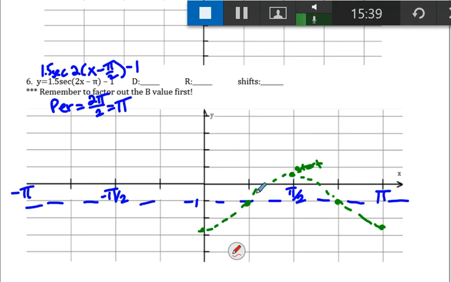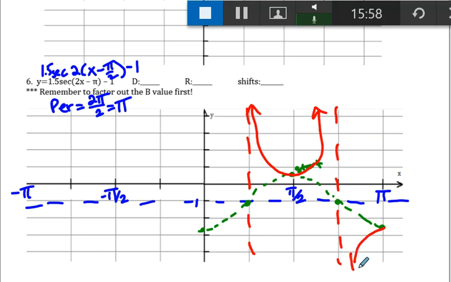And then everywhere where I hit the midline, I have an asymptote for my secant. And then take these points and flip the curve. It should be getting closer to your asymptote. It's kind of hard for me to draw in here, but it never actually hits your asymptote.